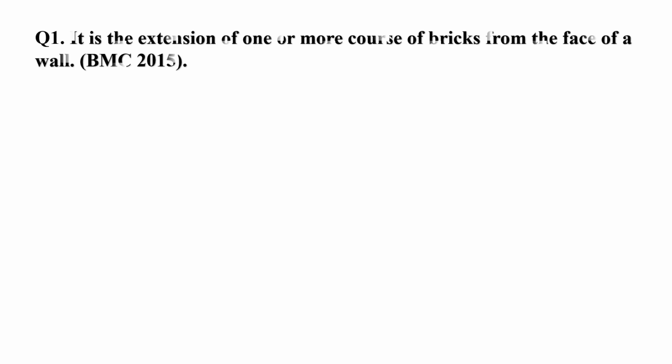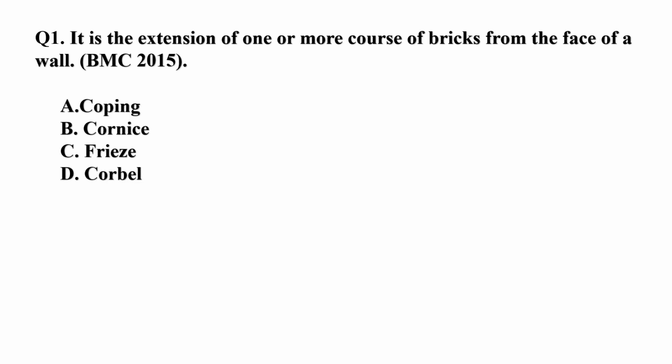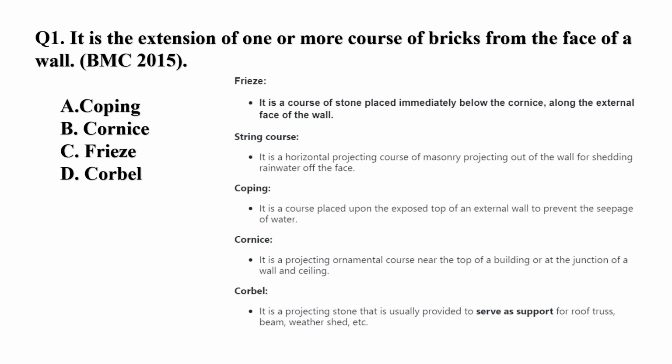First question is, it is the extension of one or more courses of bricks from the face of wall. These are the options. In these options, first is coping. Coping is the topmost part of any building component, and coping is used to prevent the seepage of water. And then next to coping there is cornice.